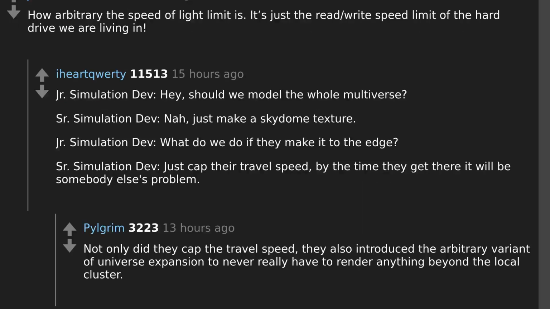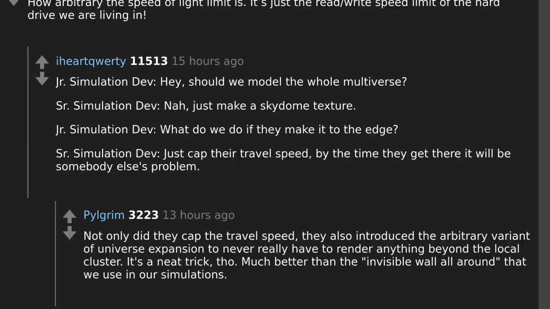Not only did they cap the travel speed, they also introduced the arbitrary variant of universe expansion to never really have to render anything beyond the local cluster. It's a neat trick, though. Much better than the invisible wall all around that we use in our simulations.